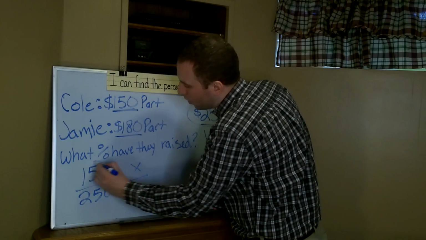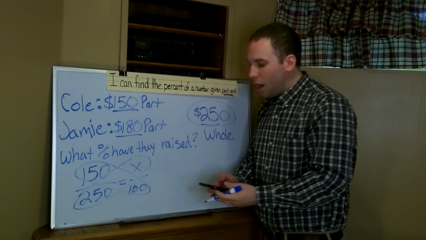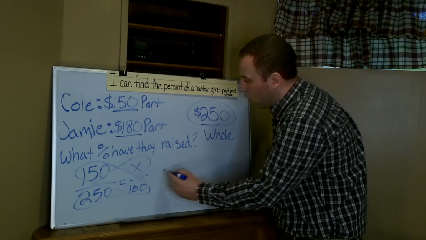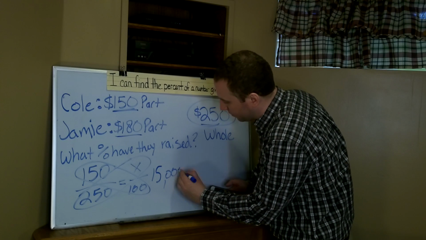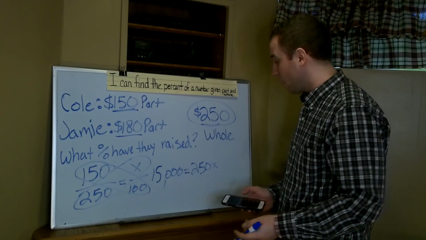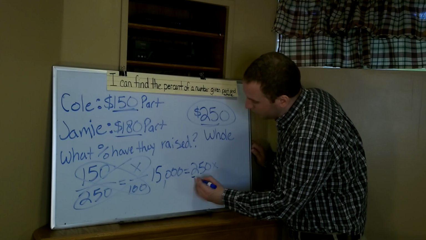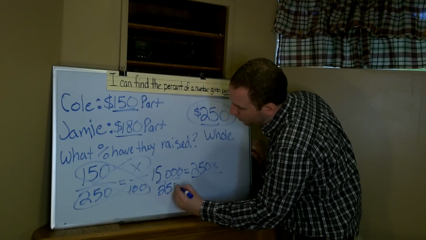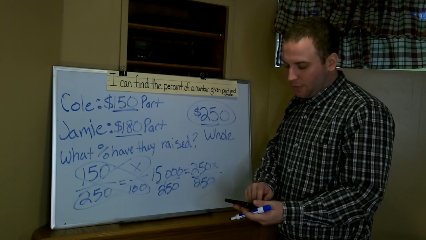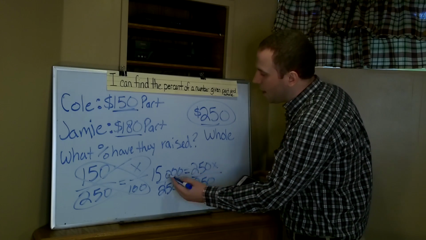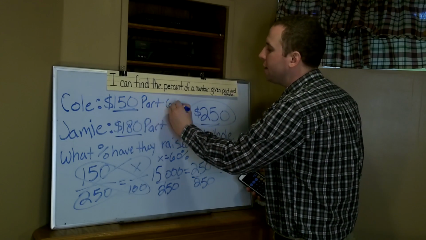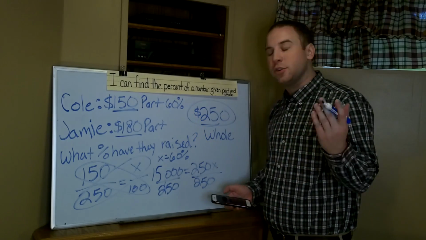Once again, we cross multiply. 150 times 100, we get 15,000 equals 250x. Now, once again, we divide both sides by 250. So 15,000 divided by 250, we end up with x equals 60%. So for Cole, he has raised 60% of his fundraiser goal.